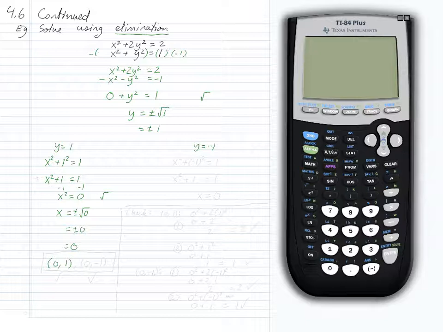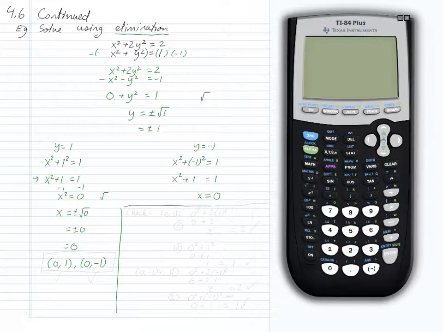Now our other y value, y equals negative 1, if we plug that into the bottom equation, x squared plus negative 1 squared equals 1. Our solution process from here on in is going to look very similar. When we square negative 1, we get 1, and this line matches this line exactly. So all of our steps after this are going to look the same, and our result will be the same, x equals 0. So we get two solution points, 0, 1, and 0, negative 1.